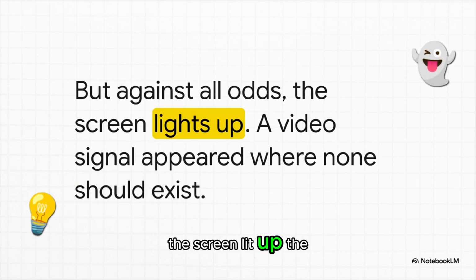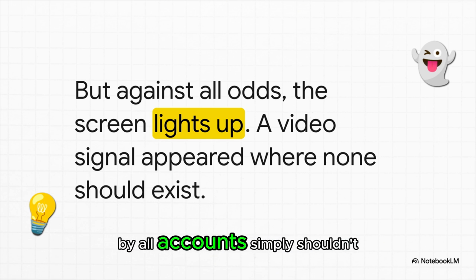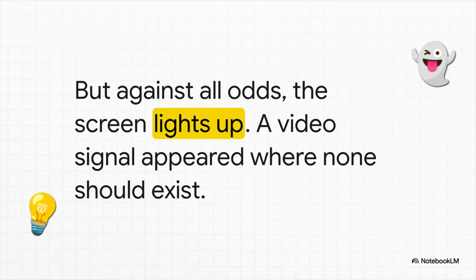The screen lit up. The computer worked. A video signal was coming from a source that, by all accounts, simply shouldn't exist. This is the ghost in the machine, and we are going to figure out how this is even possible.